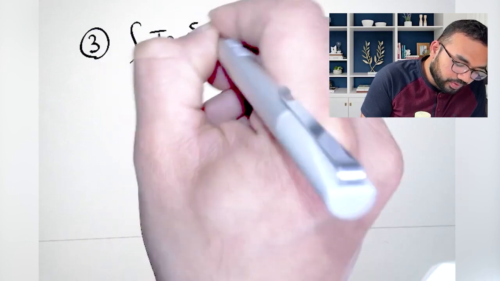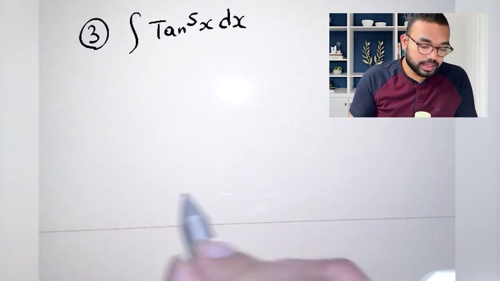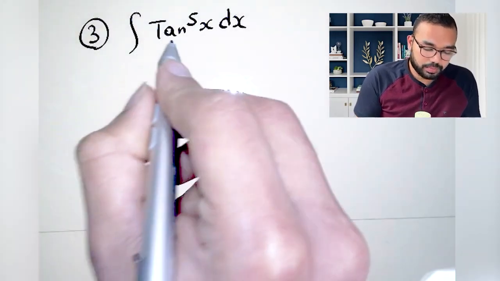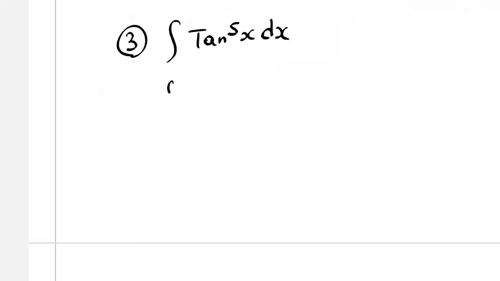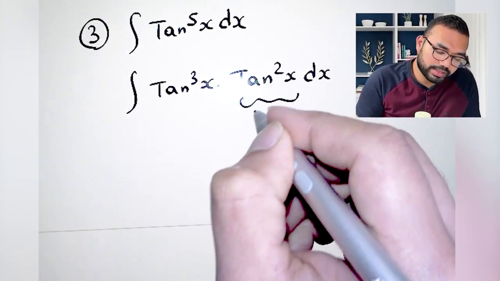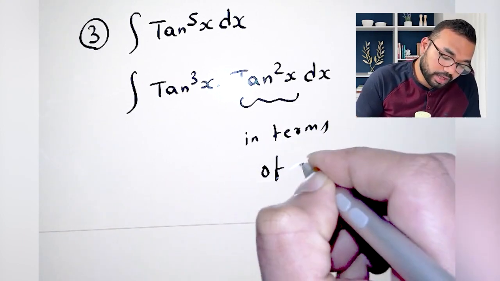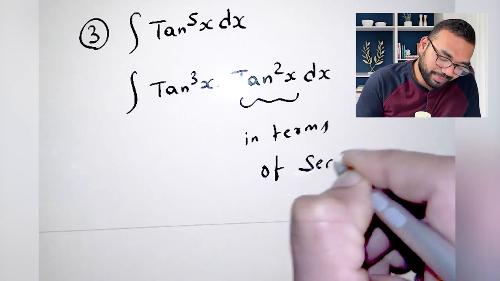All right, let's jump to the third problem. Integral of tan to the power of 5x dx. The way to solve this particular problem is to split this tan to the power of 5x into tan cube x into tan square x. And I will rewrite this tan square x in terms of secant square x. And you will know why I'm doing this in a bit.